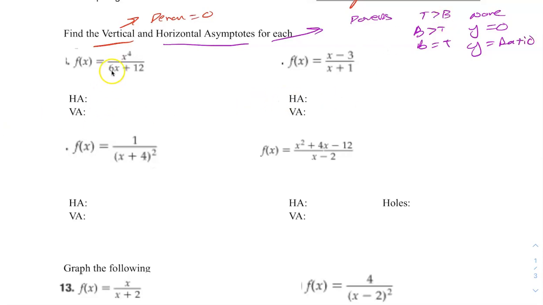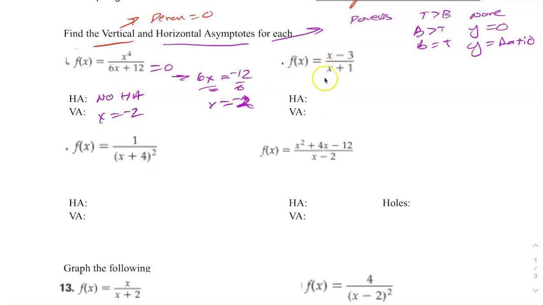Okay, so here, horizontal asymptote, that's the first thing to look at. Top power is bigger than the bottom power, so none. No horizontal asymptote. Vertical asymptote, very simple, so the bottom equal to 0. Solve it. 6x equals negative 12, divided by 6, x equals negative 2. So that's one vertical asymptote.